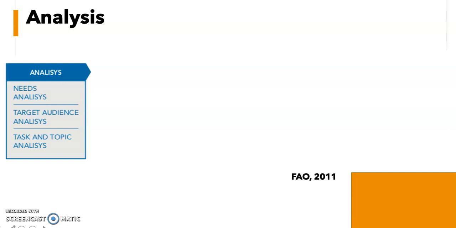And finally is the task and topic analysis, which focuses on understanding how, through the content that you will develop, you will be able to break down the complex skill and help the participants understand and imbibe the specific competencies that they can use to be able to actually implement or enact a particular complex skill.